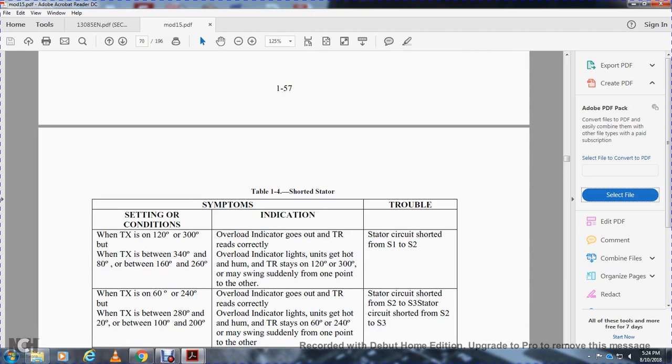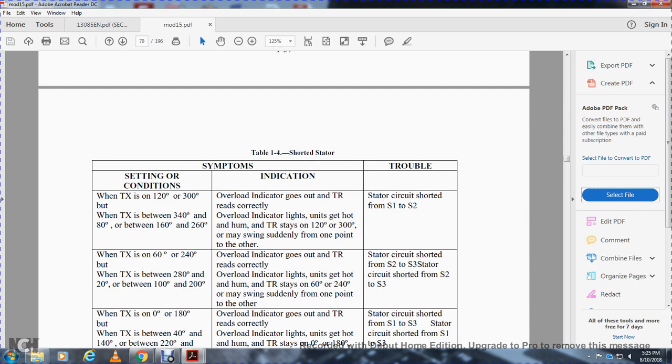Setting conditions. The torque transmitter at 120 degrees to 300 degrees, but when the torque transmitter is between 340 and 80 degrees or between 160 and 260 degrees, the overload indicator goes out and the torque receiver reads correctly. The overload indicator lights, the units get hot and hum, and the torque receiver at 120 to 300 degrees may swing suddenly from one point to the other. The trouble is the stator circuit shorted between stator 1 and stator 2.